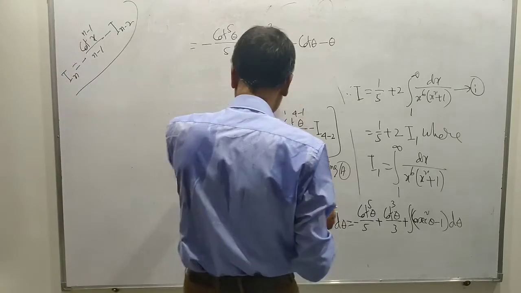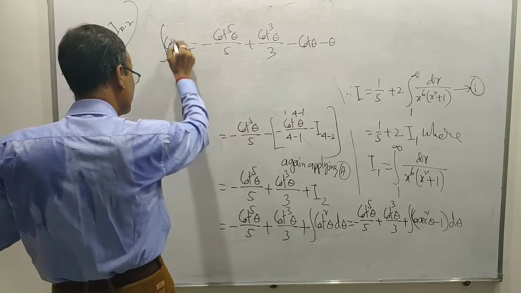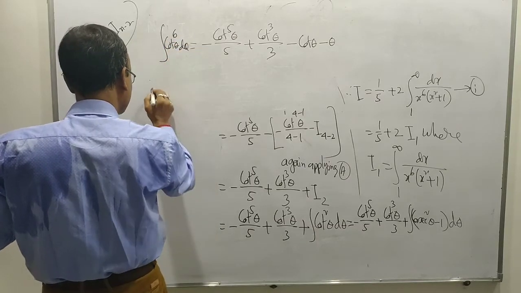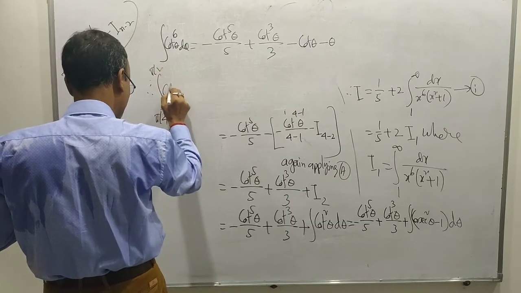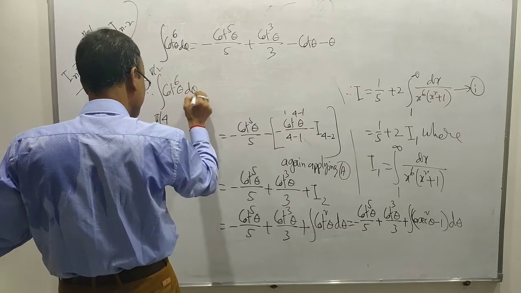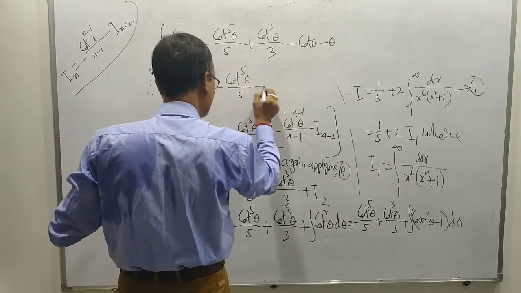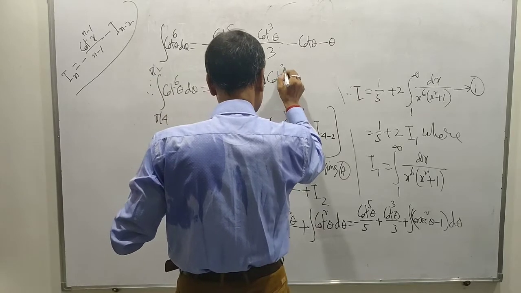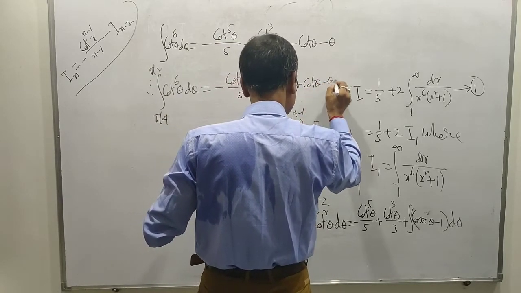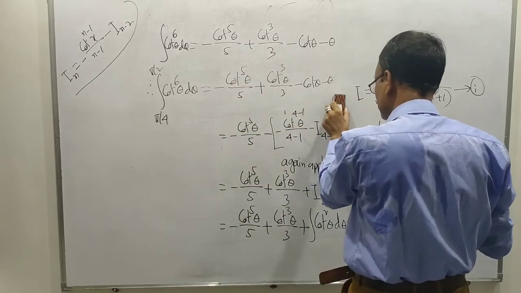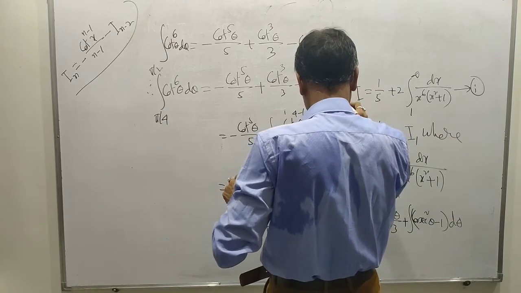Therefore, what is this? The integration of cot to the power 6 theta d theta is equal to this. Therefore, the integration from pi by 4 to pi by 2 of cot to the power 6 theta d theta is equal to cot to the power 5 theta divided by 5 plus cot cube theta divided by 3 minus cot theta minus theta, from pi by 4 to pi by 2.